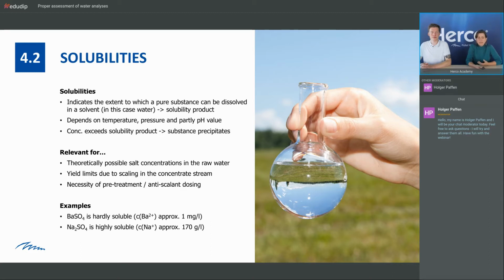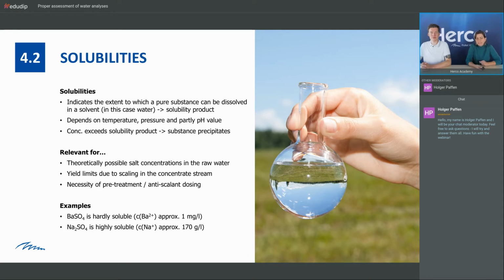to scaling. The solubilities are relevant, one, for scaling, like I just said. So if you get scaling, you might have to take down the yields in order not to concentrate certain constituents so much. It might be necessary to have some pretreatment or some anti-scale dosing. But the solubility is also relevant because some salts can only be present in very low concentrations in the feed water or the raw water because they are just not very soluble.